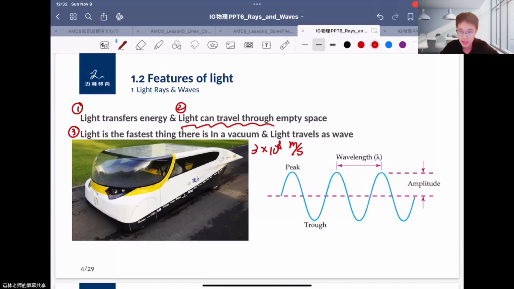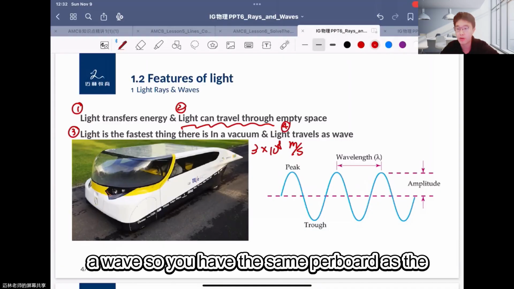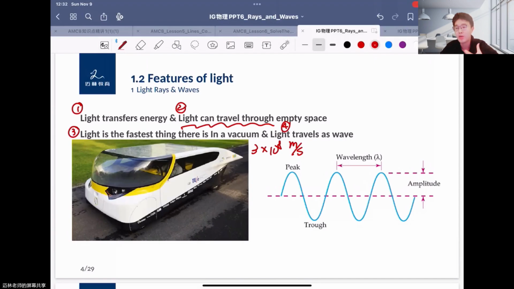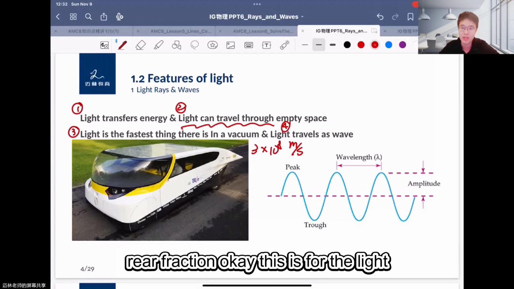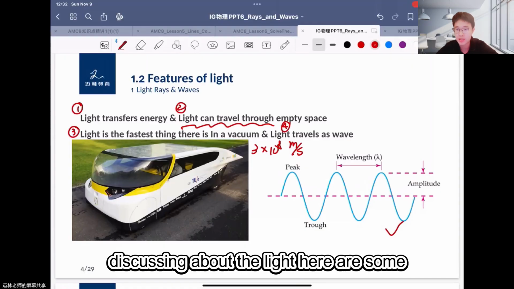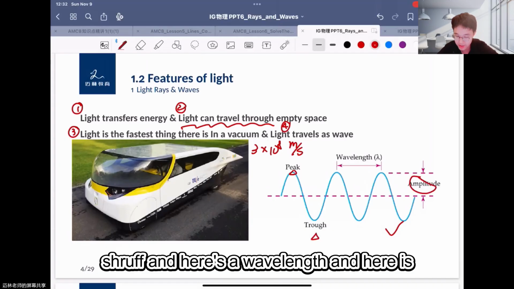And at last, light travels as a wave, so it has the same properties as sound waves. It can diffract, it can reflect, it can refract. This is for light waves. If you're discussing light, here are some properties: here is the peak, here is the trough, here is the wavelength, and here is the amplitude.